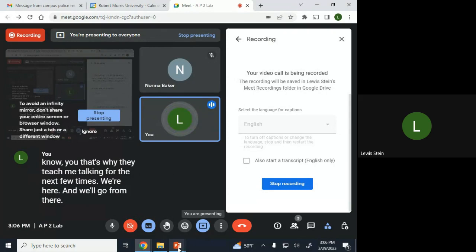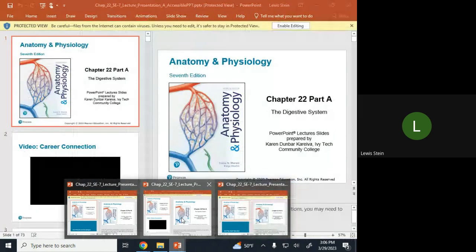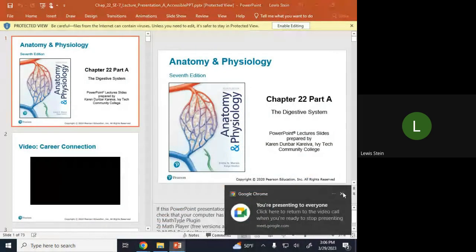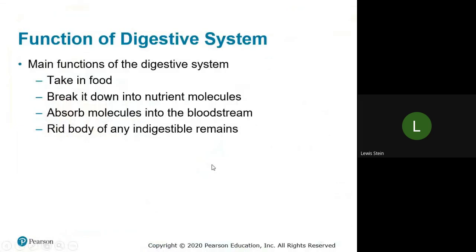So now we're back on the clock, and we're going to start with digestive. So there it is. Yes, I know I'm presenting to everyone. So you may, I don't know if you had it or not. I'm just focusing on the anatomy.